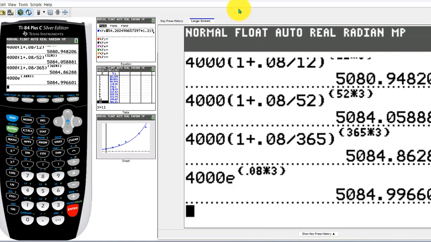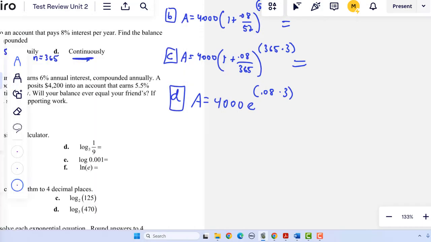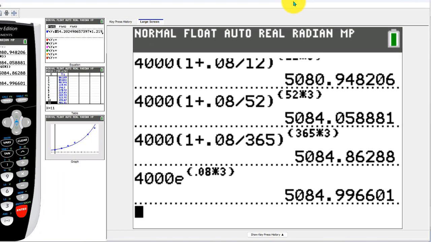PERT, I press enter, and I get $5,085 basically. All right. So I'll just write 584. Well, I just want you to notice that when we went from compounding monthly to weekly, instead of getting $5,080, we got $5,084. So compounding more increased the amount we get by, it looks like, $4.